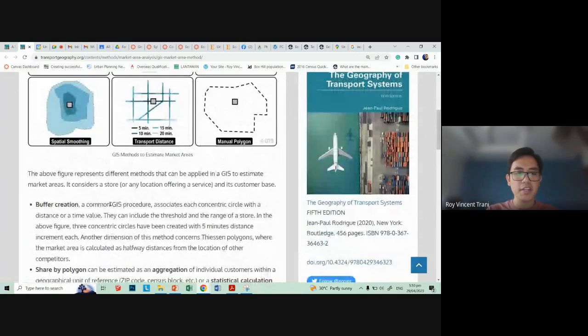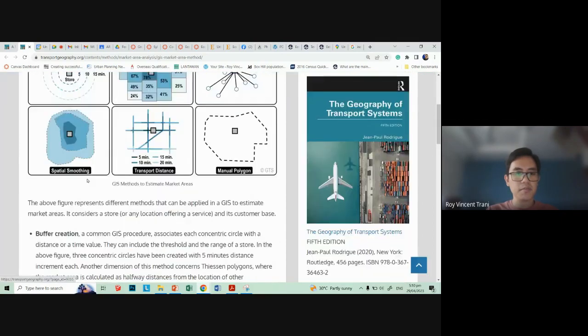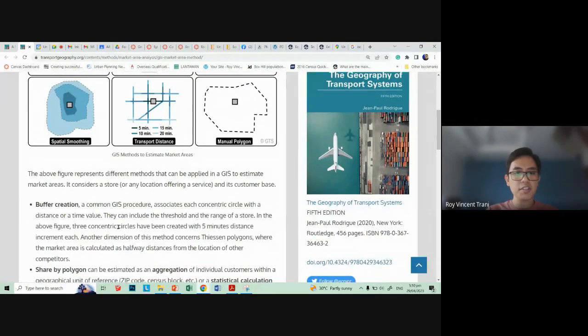For buffer creation, a common GIS procedure associates each concentric circle with a distance or time value. They can include the threshold and range of a store. In the above figure, three concentric circles have been created with a 5-minute distance increment each. Another method concerns Thiessen polygons, where the market area is calculated as halfway distances from the locations of other competitors.